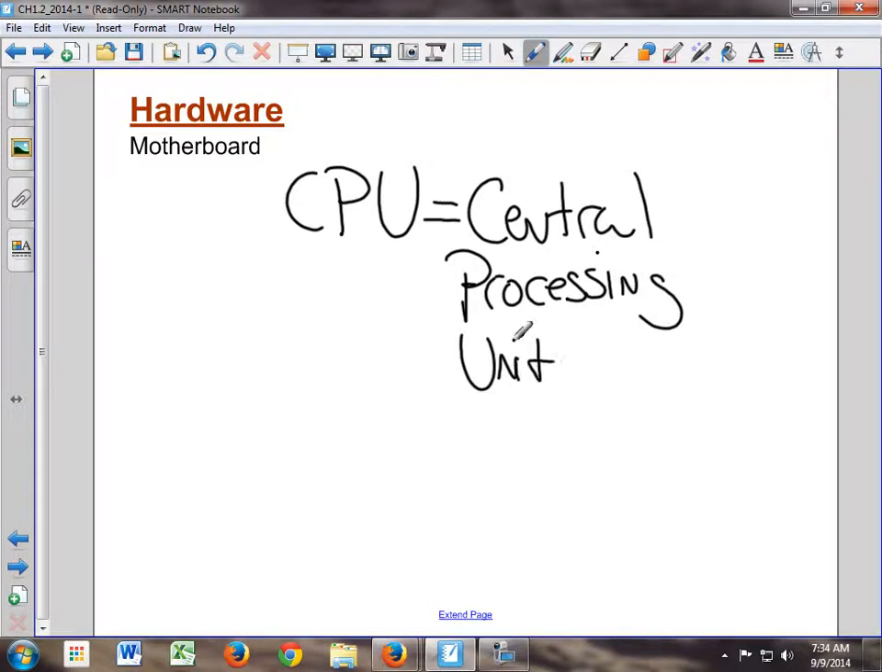That's what CPU stands for. Another test question, and if anybody wanted to take notes on anything, that would be okay. Just remember our notebooks are open on all tests, okay? The CPU is the brains.